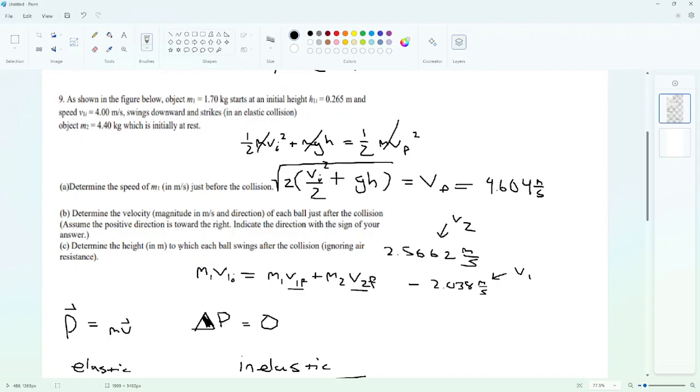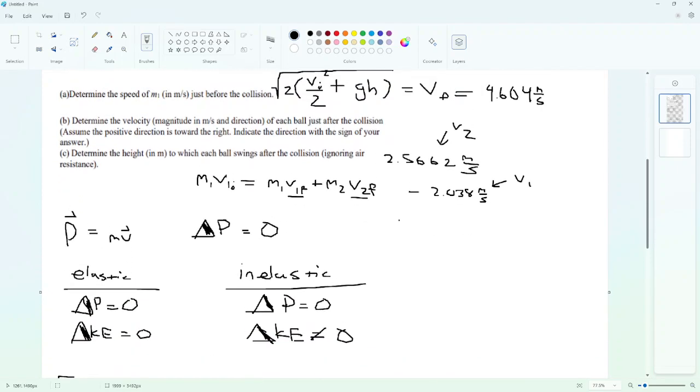Okay, determine the heights to which each ball swings after the collision, ignoring air resistance. Well, I won't calculate this one because this video is getting kind of long, but this is how you would do it. The kinetic energy present in the system will then turn into potential energy, which looks a lot like this: 1/2 m v squared is equal to m g h. And then from here, you can go ahead and isolate h for each velocity for each ball.